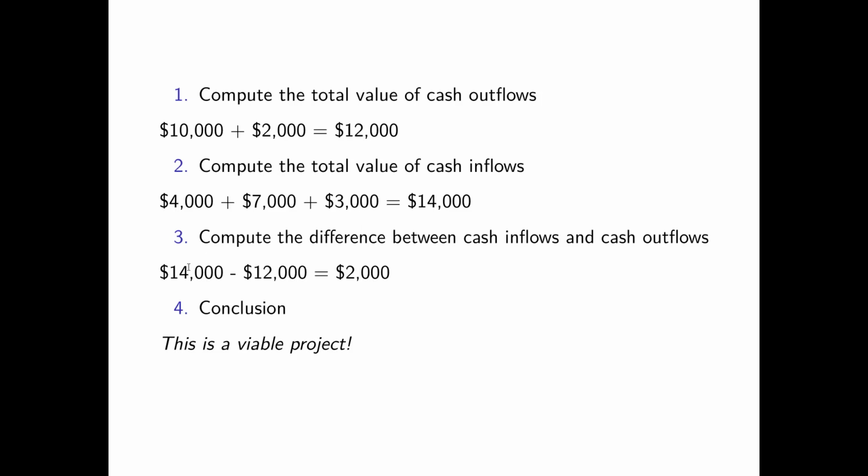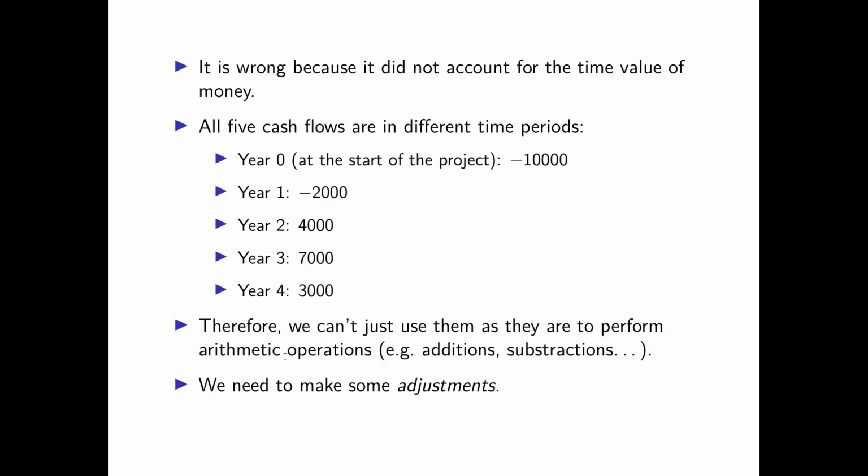Okay, and that person may say, well, since we will be making more money than we will be spending in this project, we'll have a net profit of $2,000. The conclusion is that this is a viable project. We should go ahead and embark on it. But this analysis actually is wrong. The reason why the analysis is wrong is simply because it does not account for the time value of money.